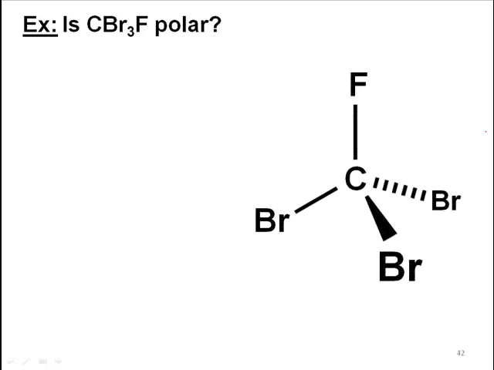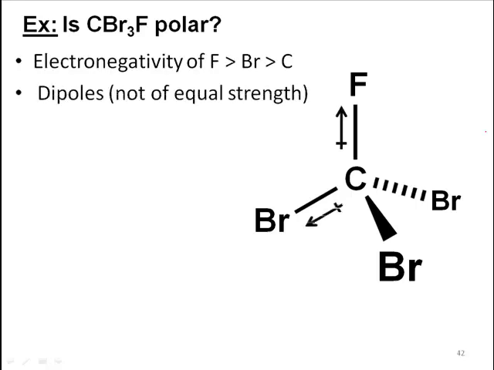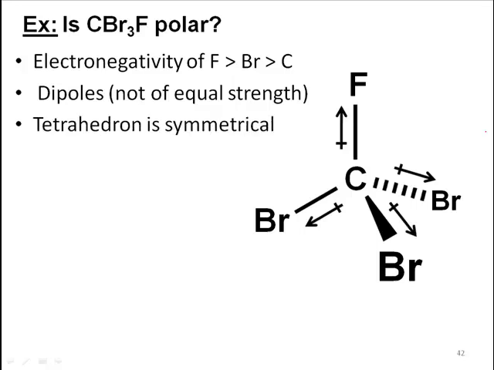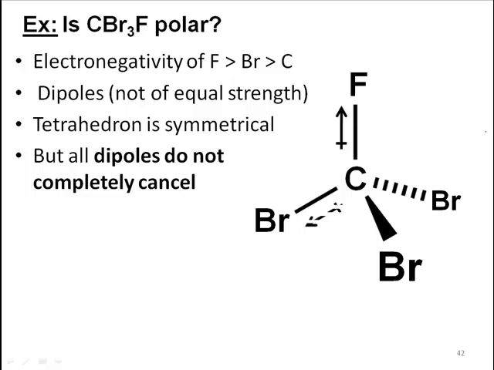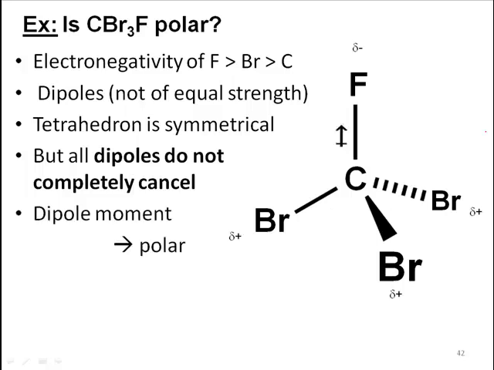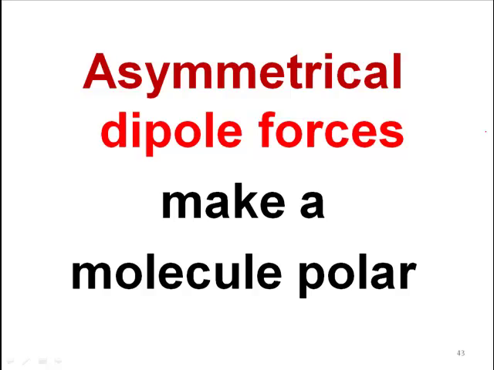What about CBr3F? Is it polar? I'll give you 5 seconds to decide. On the count of 3, say polar or non-polar. 1, 2, 3. They've got dipoles. A tetrahedron is symmetrical, but the dipoles do not completely cancel, so it is polar. Asymmetrical dipole forces make a molecule polar all the time.